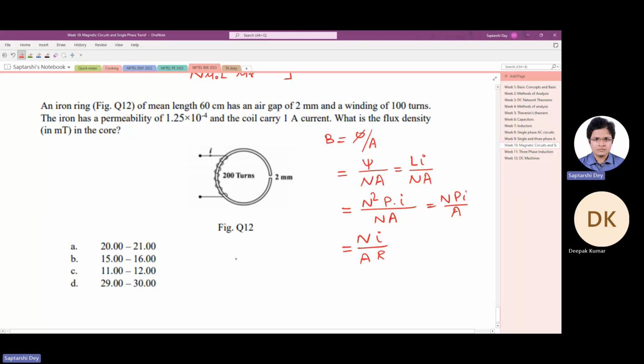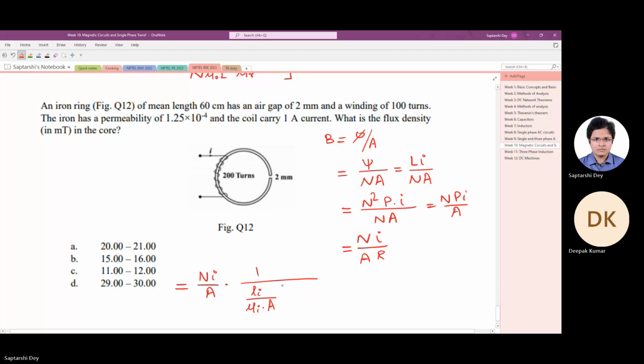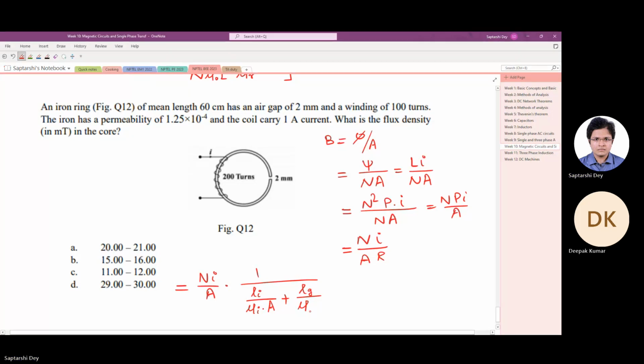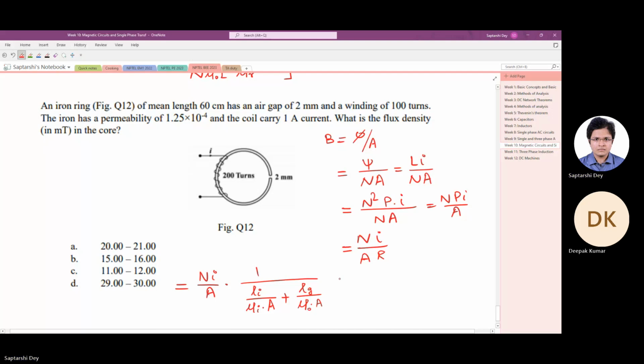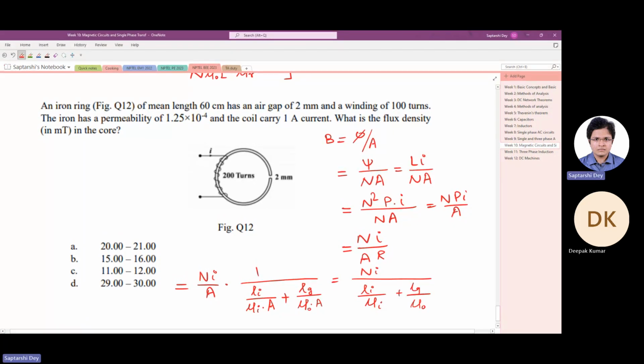Okay, now we will write the reluctance. As you can see here also, the reluctance means two reluctances in series. So this becomes equal to Ni by A times 1 by summation of the reluctances. So length of the iron, reluctance due to iron, length of the iron by mu of iron times area, plus length of air gap by mu of free space, which is also mu naught actually, times area. So this area gets cancelled out. What we get is Ni by Li by mu I plus Lg by mu naught.